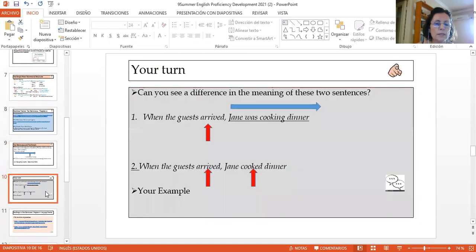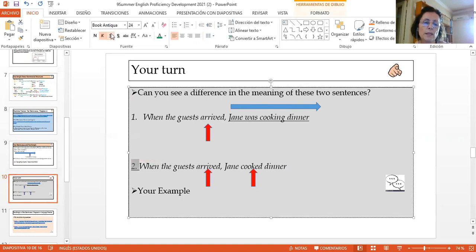Okay, so we can see here another example. When the guests arrived, Jane was cooking dinner. So which is the long activity taking place? Jane was cooking dinner. And at the moment, the guests arrived. But for example, if I have this other example, when the guests arrived, Jane cooked dinner, the meaning is different. What is the meaning here?